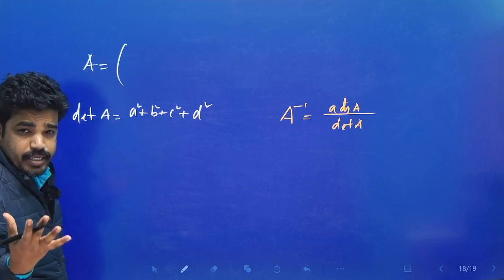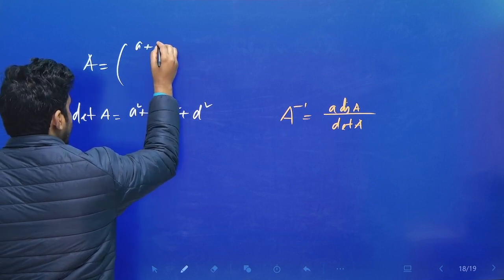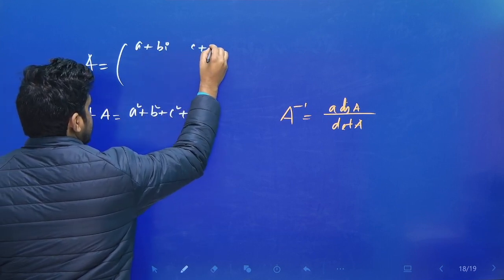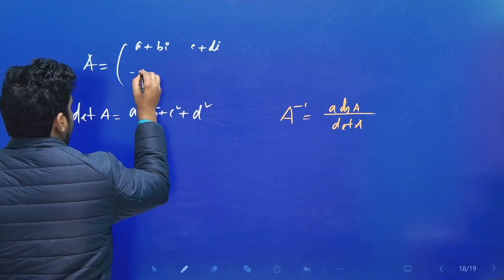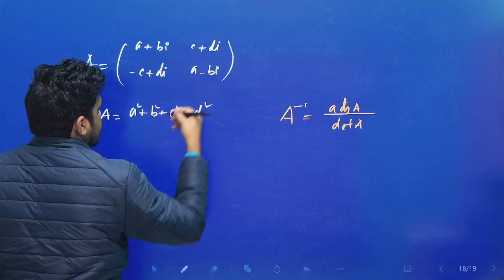And what is our A? A is the unit matrix, that means we consider A is A plus BI, C plus DI, right? Minus C plus DI, A minus BI.